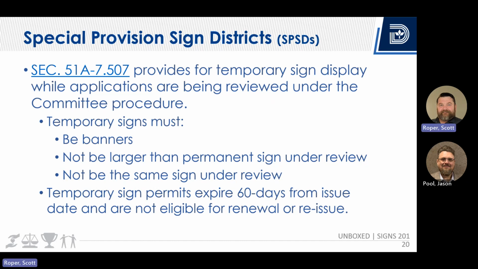Temporary sign permits expire 60 days from issue, and they're not eligible for renewal or reissue. So once they're approved, you have 60 days. After that, they have to come down and you have to wait from that point for the permanent sign to be approved.